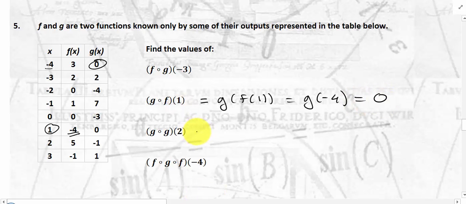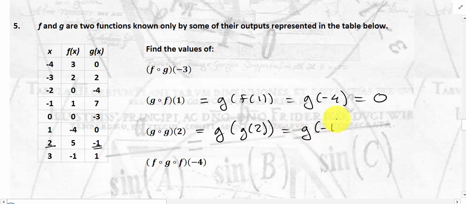Let's do g of 2 right here. So let me erase that. All right, where's my input 2? If my input is 2, g of 2 is negative 1, so it's g at negative 1. And g at negative 1 is 7, so it is 7. You see? Very, very straightforward.